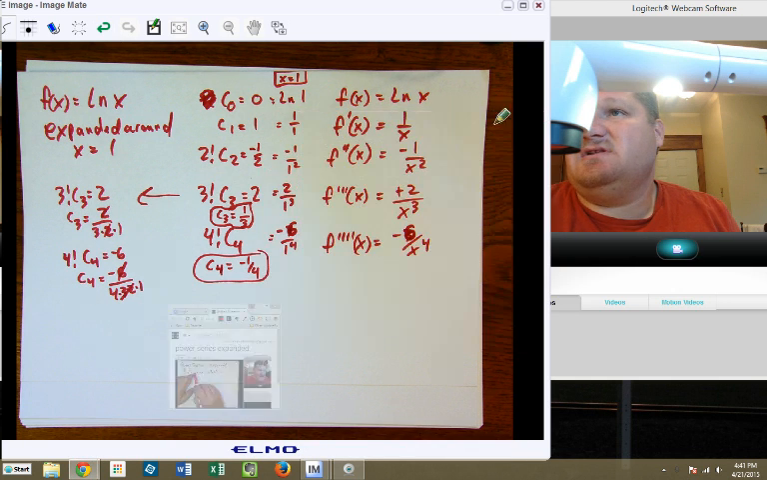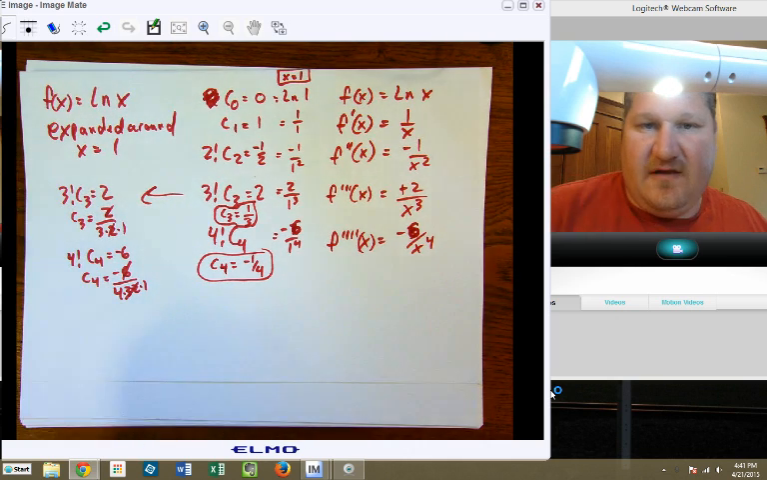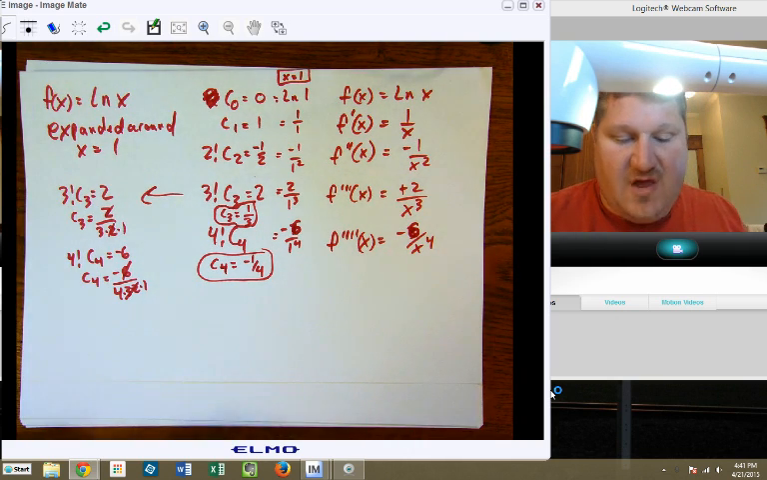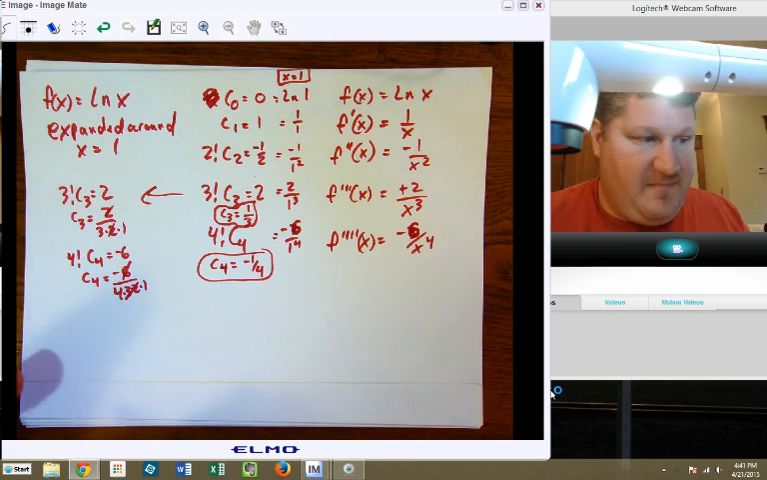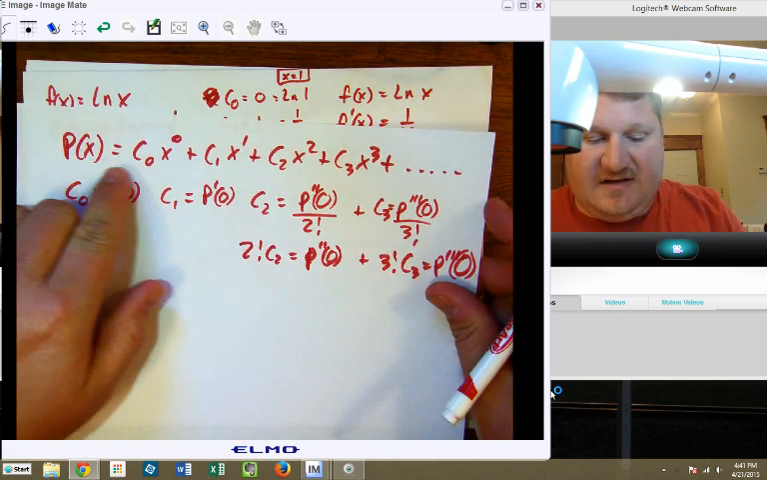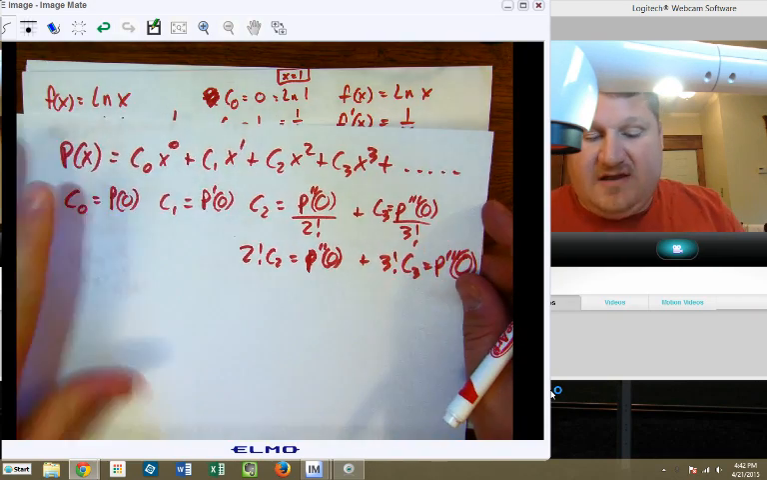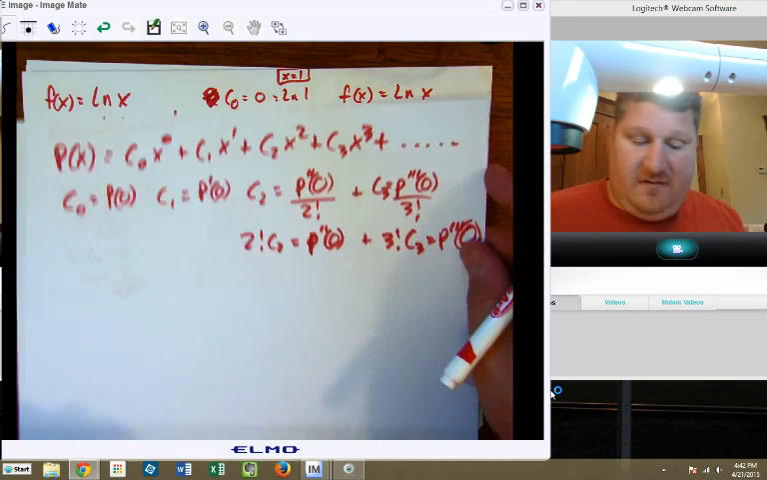Okay, ladies and gentlemen, let's take a look at an example of using equating derivatives for finding power functions. Well, first things first, we already know what a power function is. The standard power function is as follows: P of x equals c sub 0 x to the 0, c sub 1 x to the first, and so on. Now, this is expanded around 0.